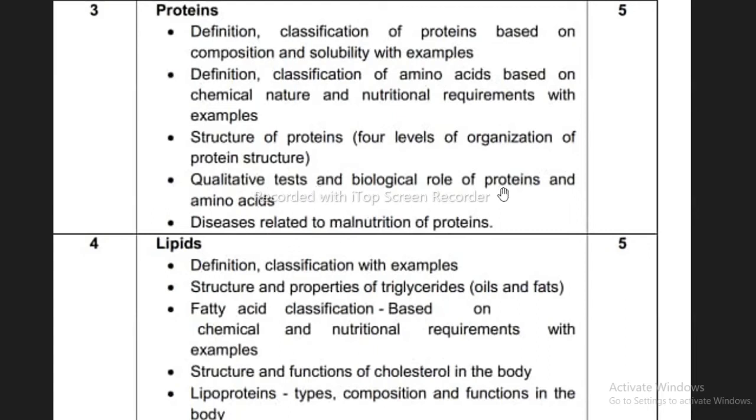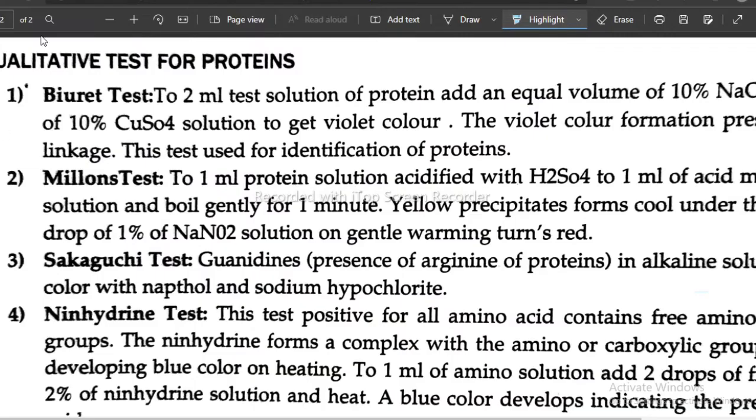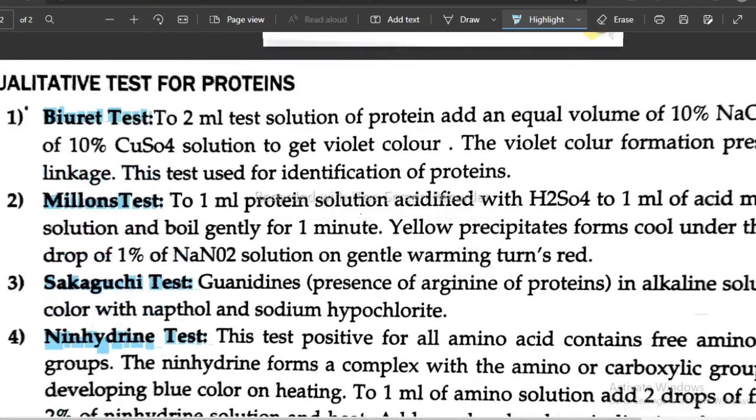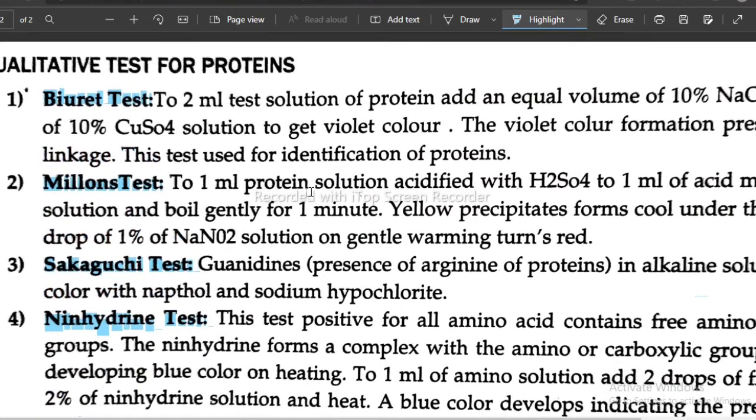Have the qualitative test and biological role of protein and amino acid. So let's see the very first, that is the qualitative tests of proteins. So here is the qualitative test for protein. Very first is Biuret test, next is Millon's test, next is Sakaguchi test, fourth is Ninhydrin test, and the last is xanthoproteic test. So let's see the very first test, that is Biuret test.